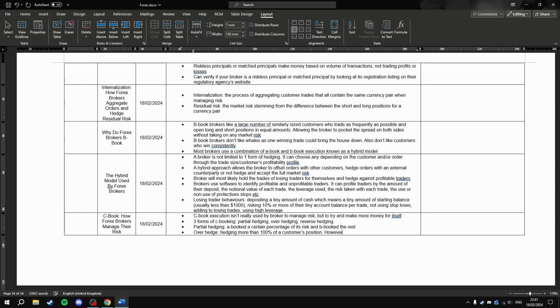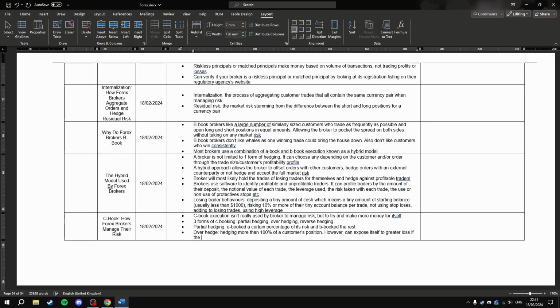However, can expose itself to greater loss if the customer ends up wrong.